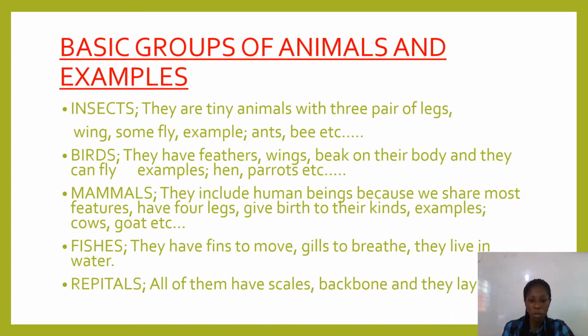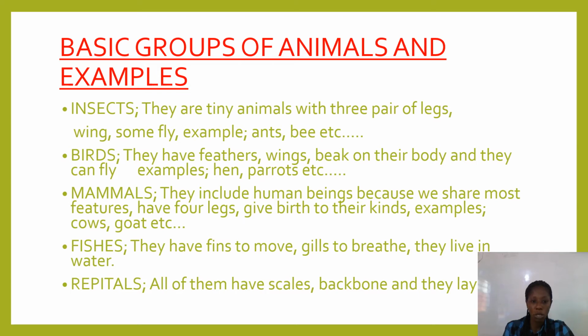The next group is the group of mammals. They include human beings because we share most common features with them. They have 4 legs, they give birth to their kinds, and examples of such animals are cows, goats, etc.